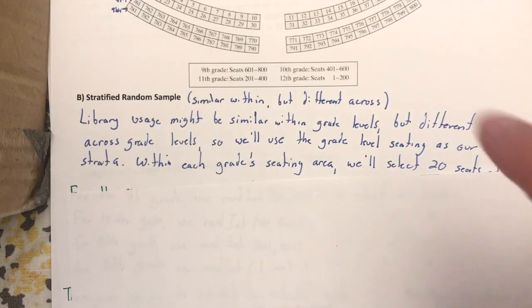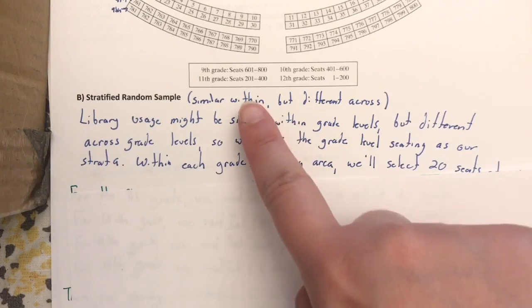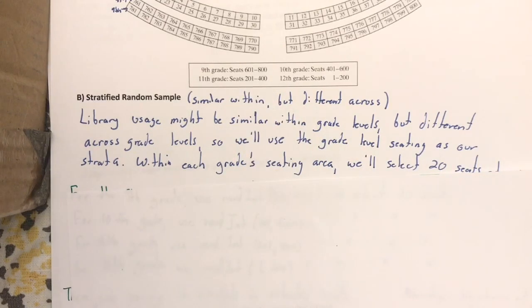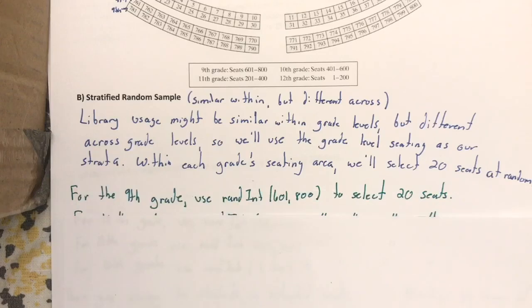Again, if we take a look at the chart here, it tells us that the 9th graders are in seats 601 to 800, 10th graders in 401 to 600, and so on. So within each grade seating area, we will select 20 seats at random. Now, why do we select 20 seats at random? Because we wanted a total of 80 for our sample, and we have 4 grades. So we will randomly choose 20 seats from each grade.